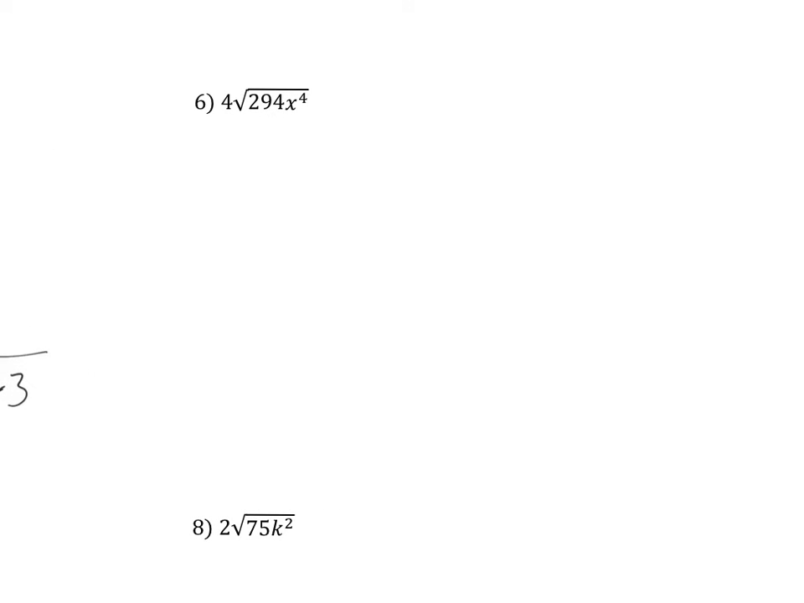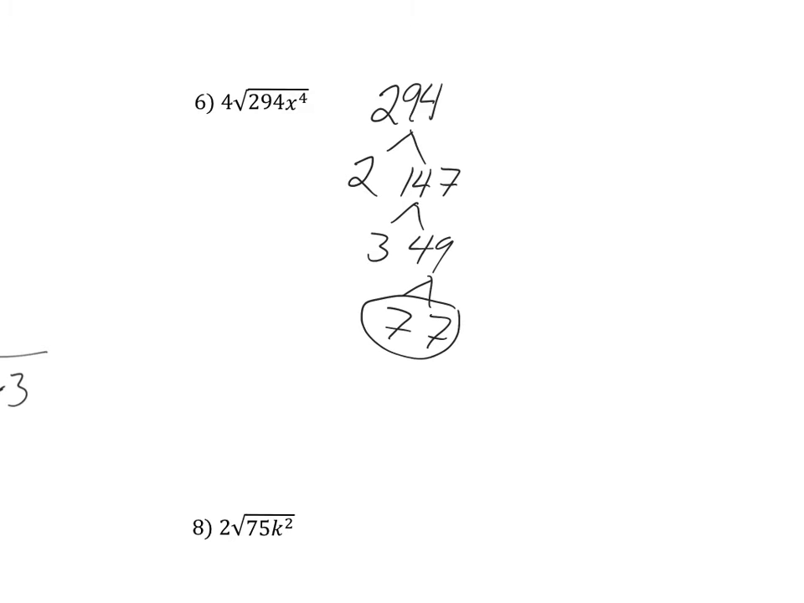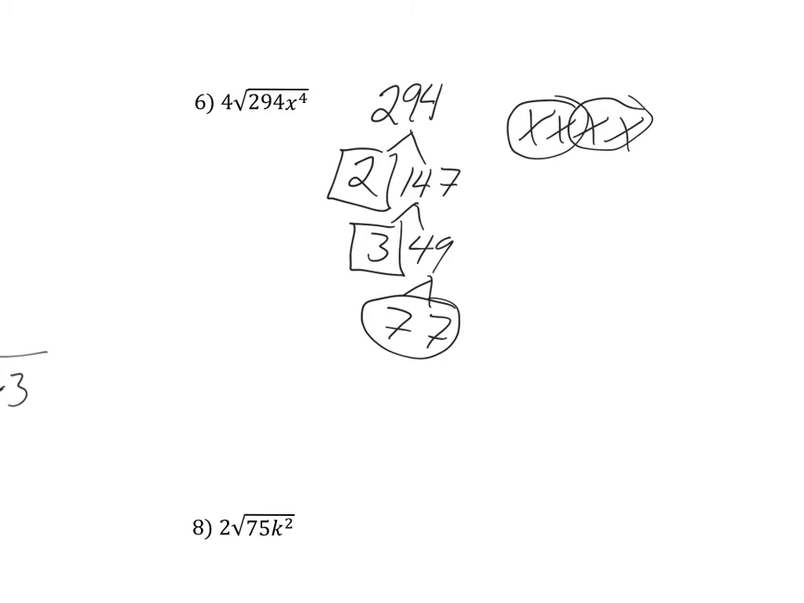Okay, so for the next one, again, we have 294, so I'm going to go ahead and just rewrite that out. You don't have to if you don't want to. So I have 2 and 147, 3 and 49, 7 and 7. I'm going to put a circle around that, a box around the 3 and the 2. Again, I have 4 x's. I'm going to put 2 circles around both of them.